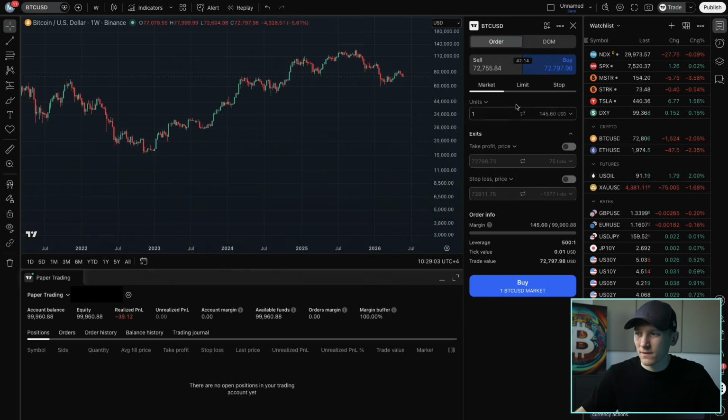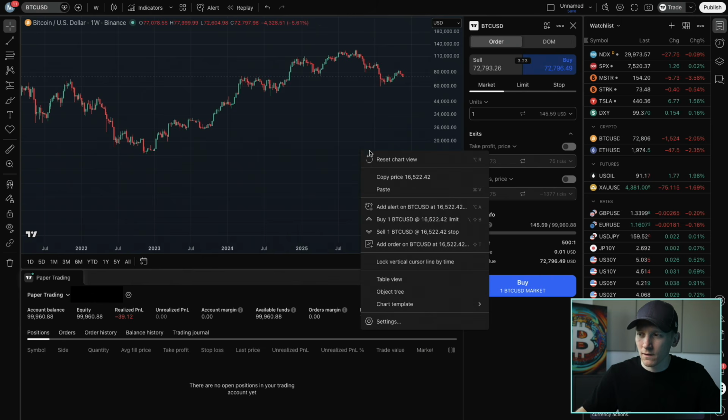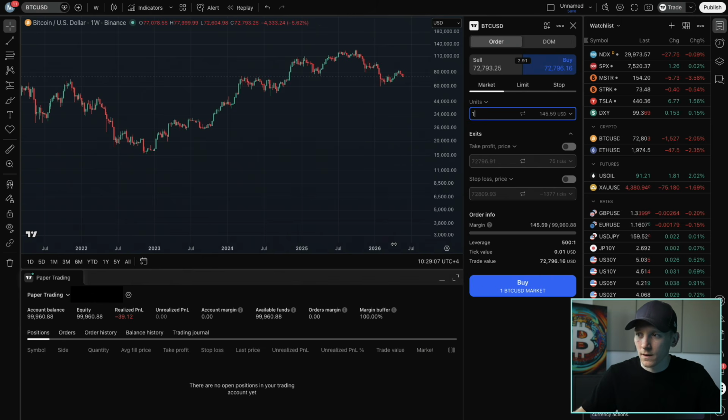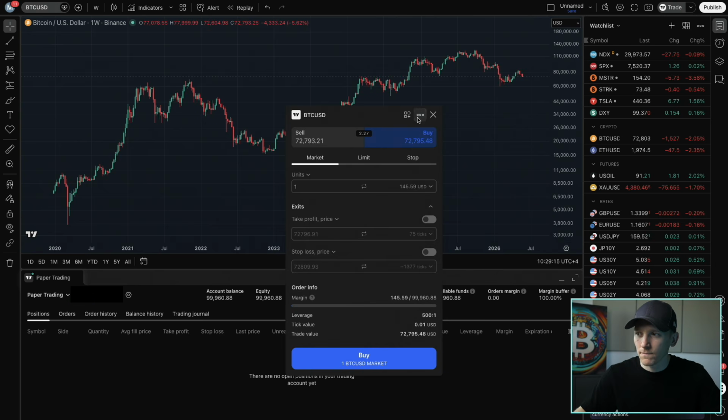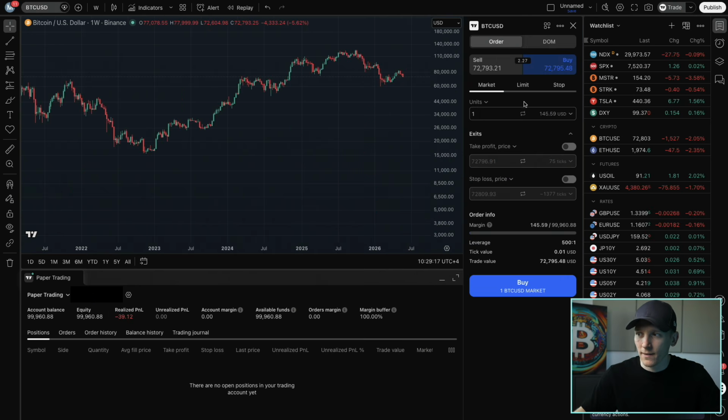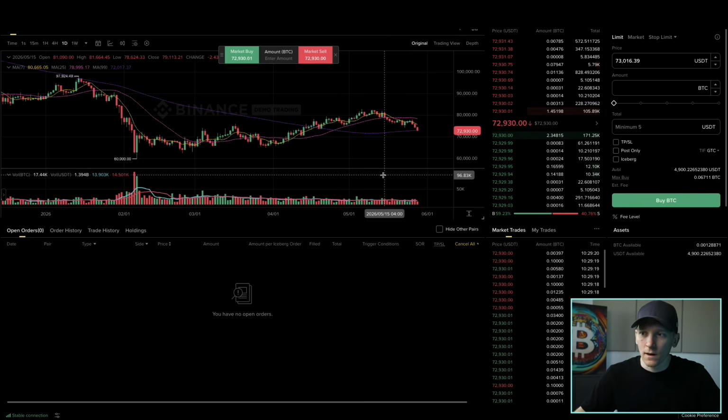Now, if you don't see this order box, just right click on the chart and go to add order like this, and it's going to bring this up. Now, it might be a floating window, so you can go to the drop down here and just press unlock or dock, right? So if it undocks, it's here, and then you can dock it to the right, and that's docked as well. So now we can enter our orders. So same for every other platform as well.